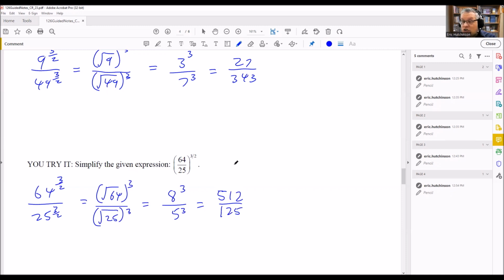Neither one of these two fractions can be reduced, and so that means these would be our final answers.